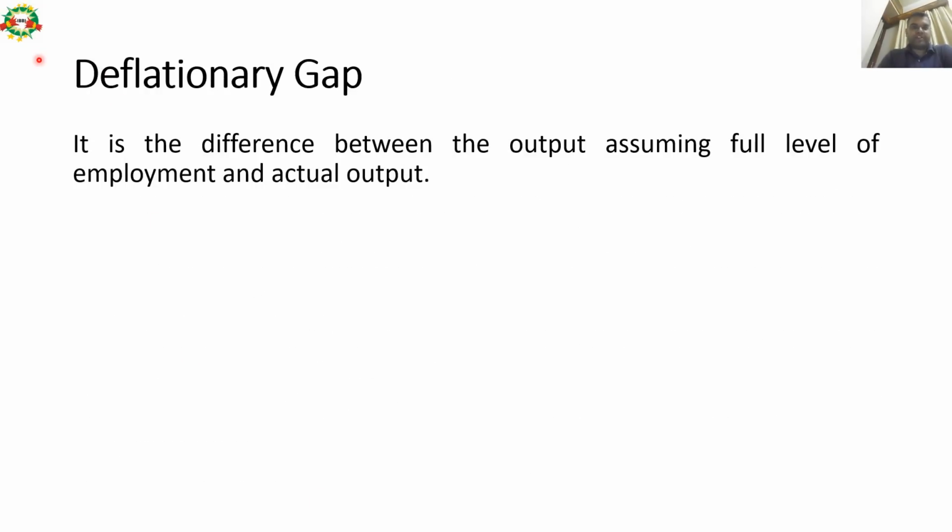Deflationary gap is the difference between the output assuming full level of employment and actual output. I repeat, deflationary gap is nothing but, assuming 100% of employment, what was the expected output, say 100, minus actual output, say it is 80. So the deflationary gap is 20 here in this case.